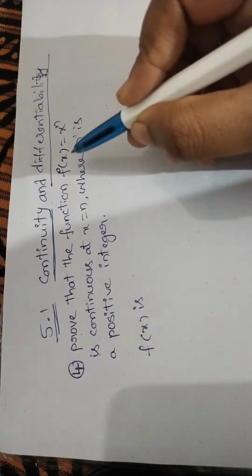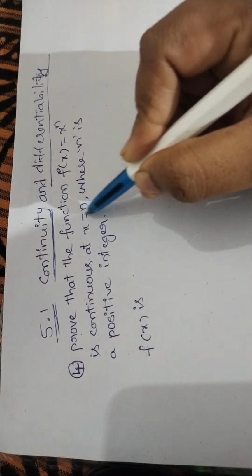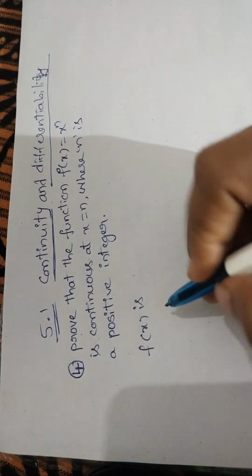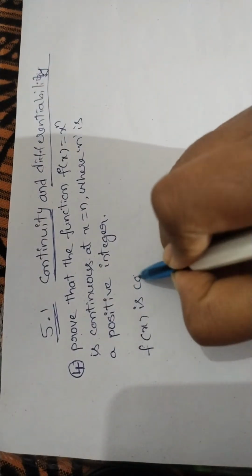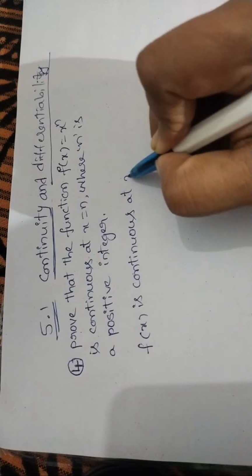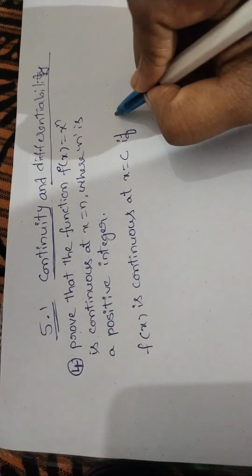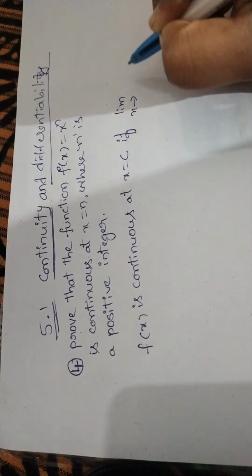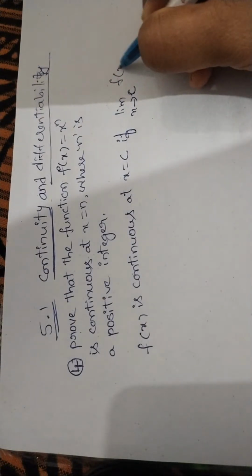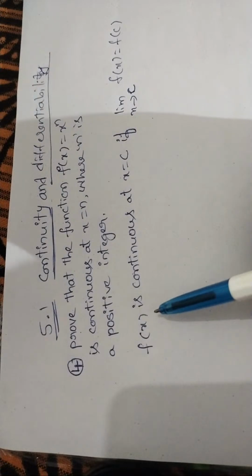So here we need to prove that the function f of x, x power n, is continuous at this point. The point is n. I already explained the formula, but again I will write it here. f of x is continuous at x equals c if limit x tends to c, f of x is equal to f of c. So this is the general formula.